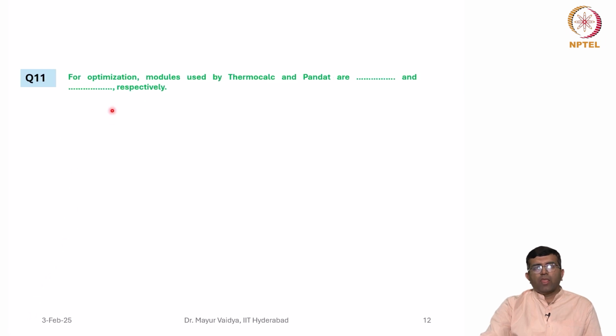Going along, for optimization, the modules used by Thermo-Calc and Pandat are dash and dash. So, these are the different CALPHAD implementation softwares. They use different optimization modules. For Thermo-Calc, it is known as the Parrot module, and for Pandat, it is known as the PanOptimizer.